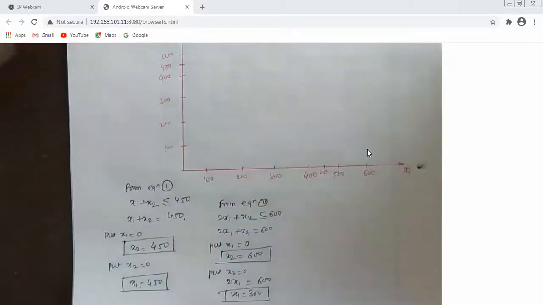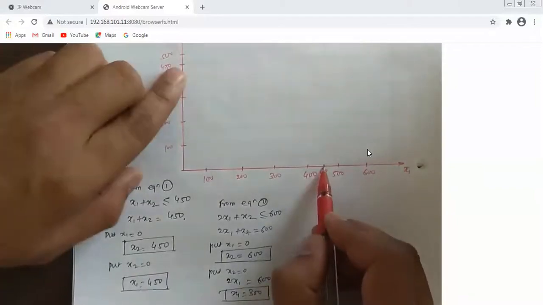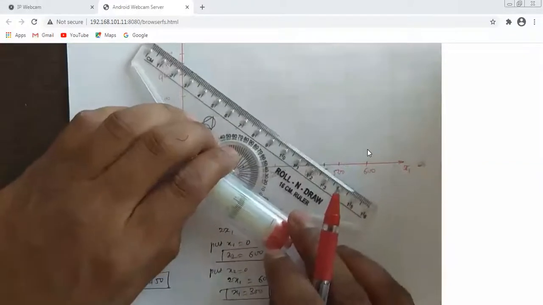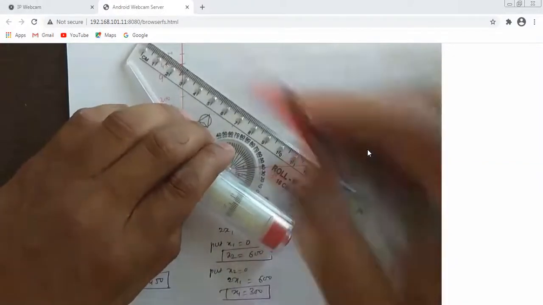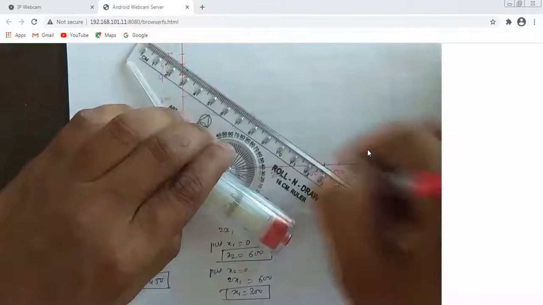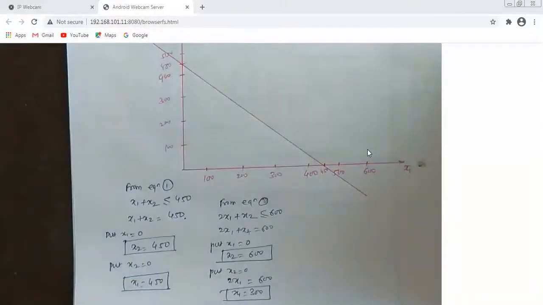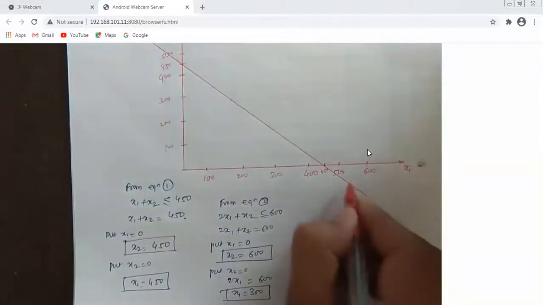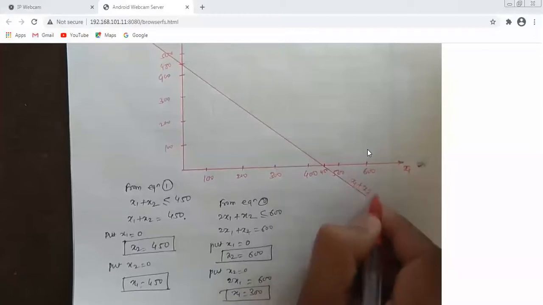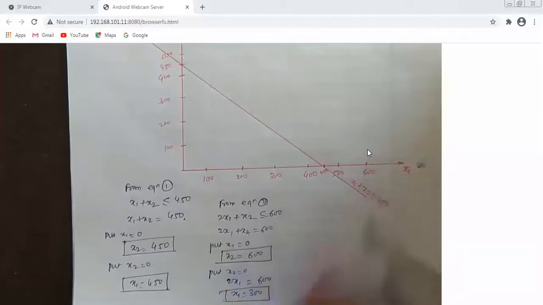After that, what do we have to do? We have to draw one line which passes through these 2 points, that is x1 and x2. So I will draw one line which is passing through these particular 2 points, and I will write the equation of the line, that is x1 plus x2 is less than or equal to 450.